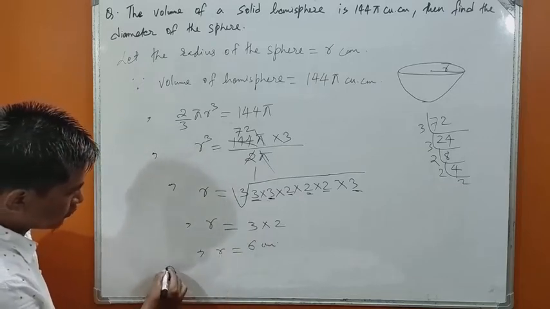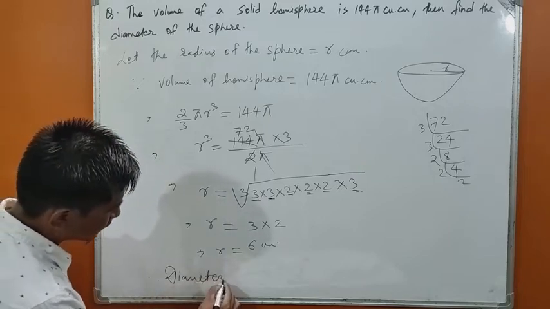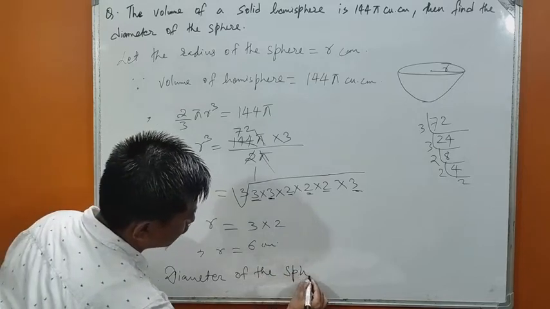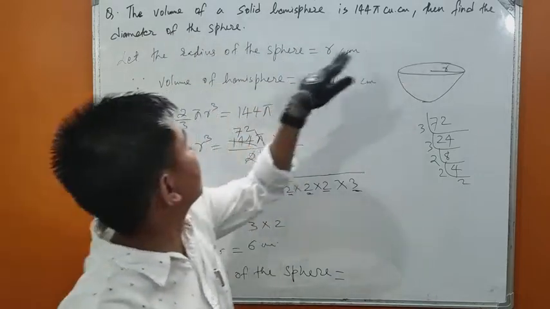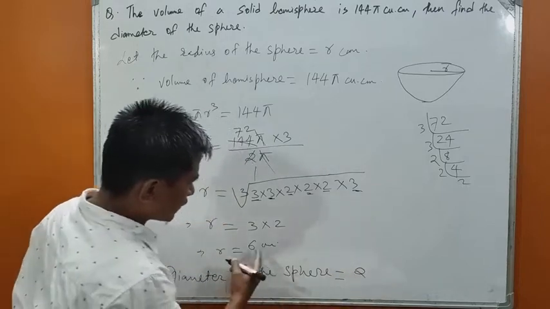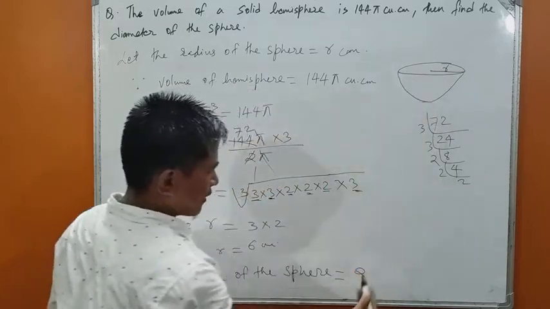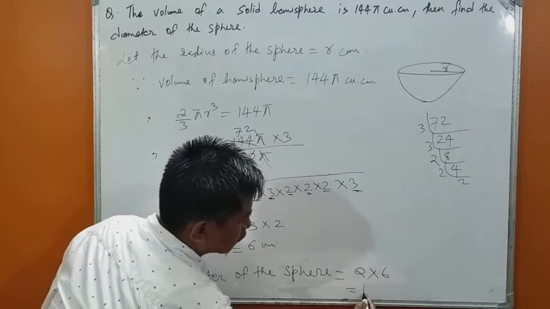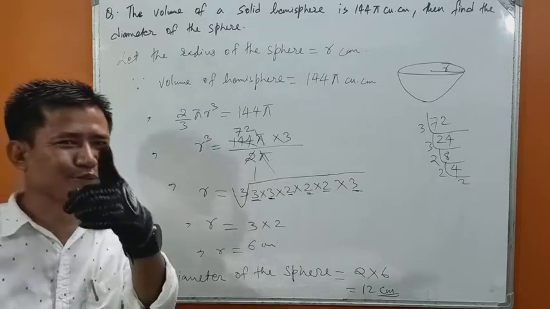Therefore, the diameter of the sphere, we are asked to find the diameter. Diameter of the sphere equals 2 into radius, isn't it? Radius plus radius equals diameter. So 2 into radius, radius is 6, so 2 6s are 12 centimeter. So this is the diameter of the sphere. I hope you got this.